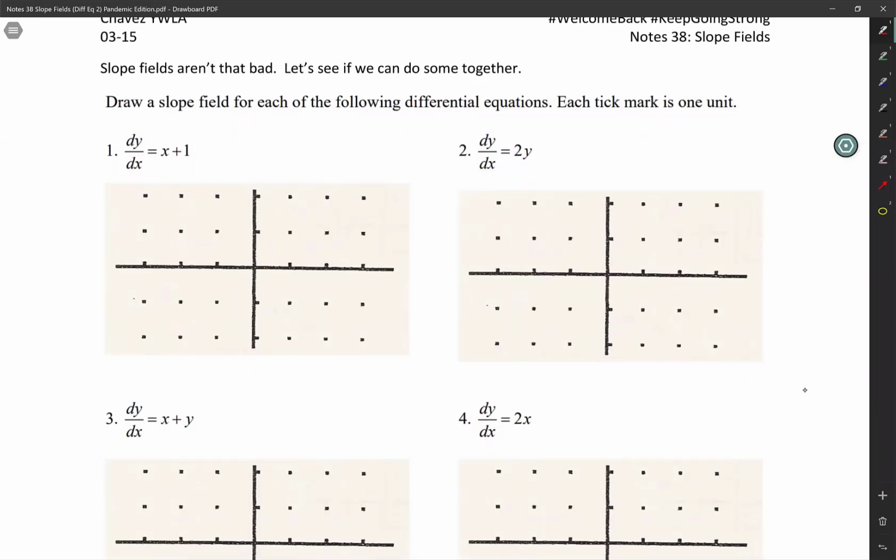Usually, guys, these points are called lattice points because they're integers. And all you're doing is drawing little slope segments. So look at number 1. It says dy/dx is x plus 1. Remember, dy/dx is a slope.